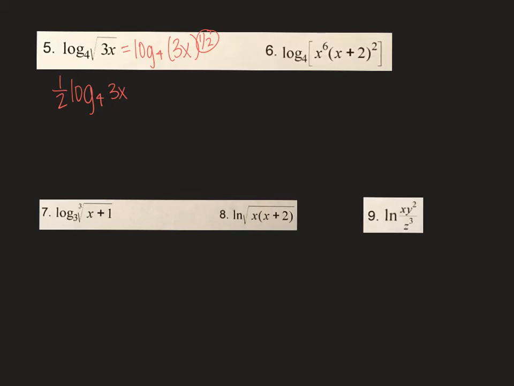And now we've got 1/2 log base 4 of 3x. And now we can take care of this multiplication. So this 1/2 has to go with all of this. So we've got to put it in parentheses and say log base 4 of 3 plus log base 4 of x. Now you could leave it like that, or you could distribute that 1/2 to each part and do 1/2 log base 4 of 3 plus 1/2 log base 4 of x. Either way is fine.